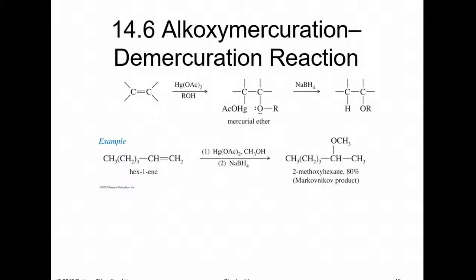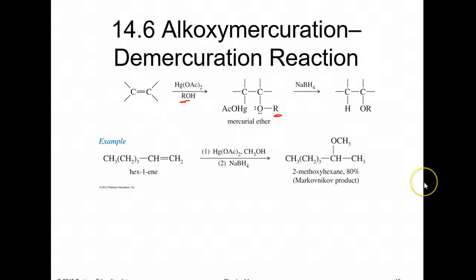Okay, 14.6 is about another reaction that we've already learned. It's just to review it. It's called the alkoxymercuration reaction. And this was a two-step process where we added a mercury 2 salt, in this case mercury acetate, in the presence of an alcohol. Your solvent is whatever alcohol you use. Whatever alcohol you use is the ether that is formed. So whatever R group you use here is the same R group that gets attached onto your alcohol.